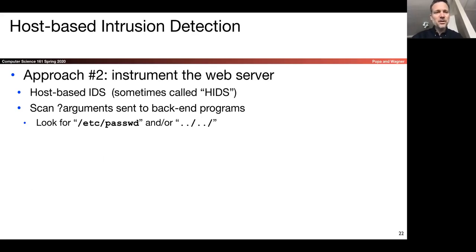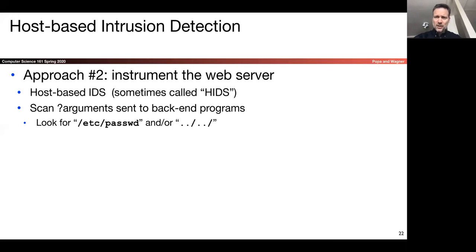Another approach you could imagine would be, instead of monitoring network traffic, you could instrument the web server. This would be another way we could detect attacks. You could imagine this being motivated by the fact that if traffic is encrypted, it's going to be decrypted at the web server. So we could put some probes on the web server that monitor what it's doing.